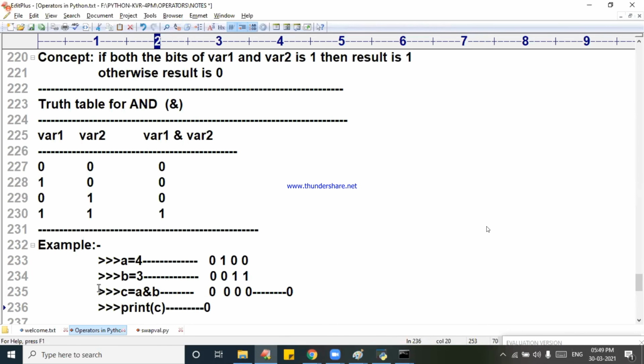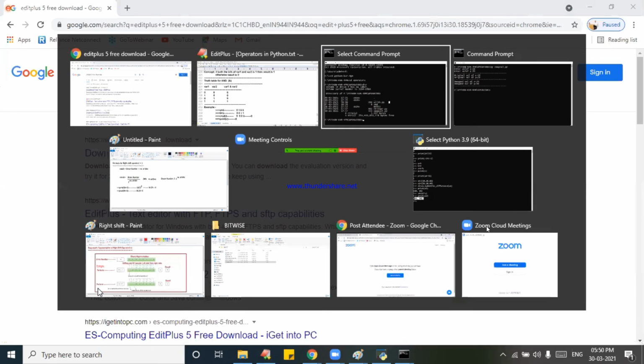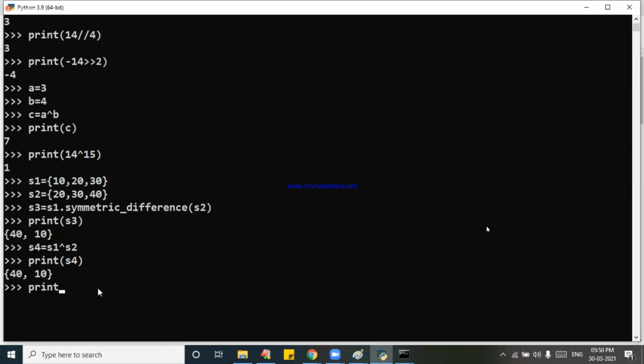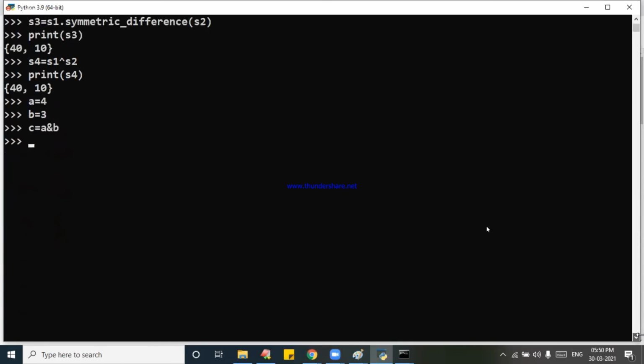Come on to the point, go back and check it out. Print of C. Directly you can write if you want. A is equal to 4, B is equal to 3, C is equal to A ampersand B. Now print of C. See the result here: 0.